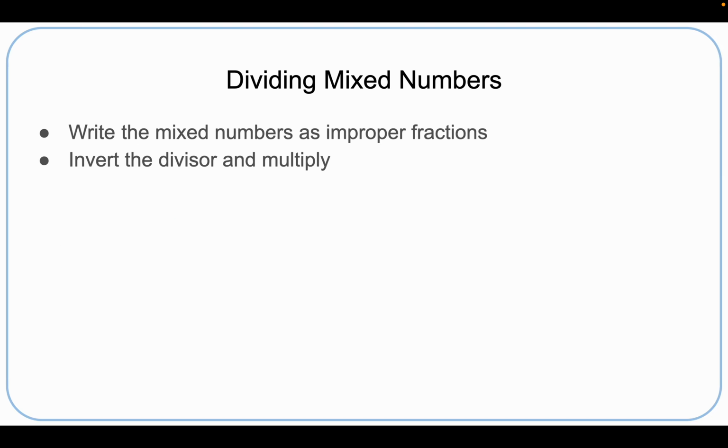And then dividing mixed numbers. Again, write the mixed number as an improper fraction first, and then we want to invert the divisor and multiply.